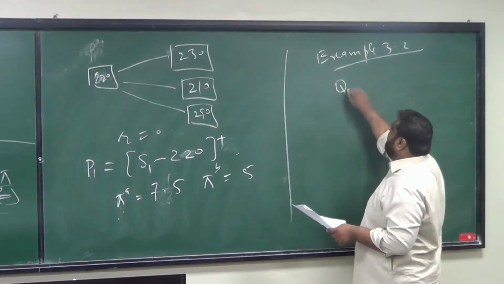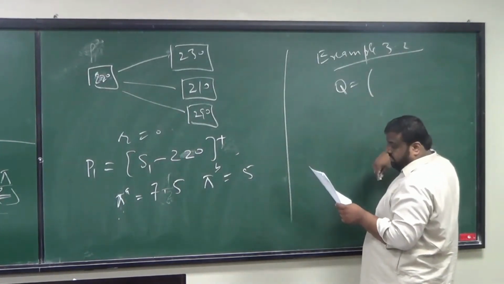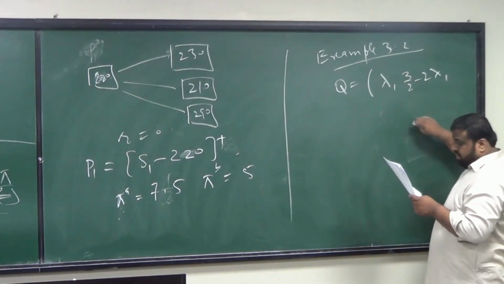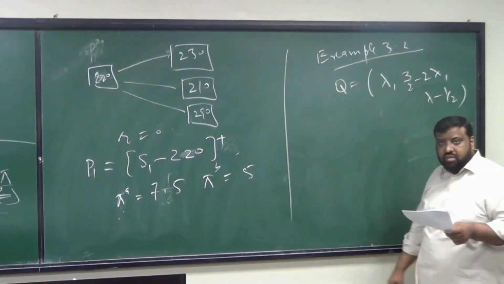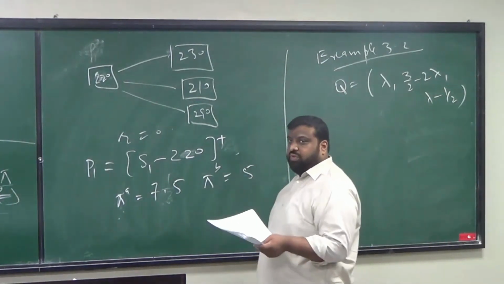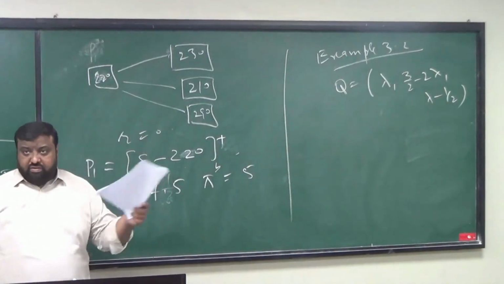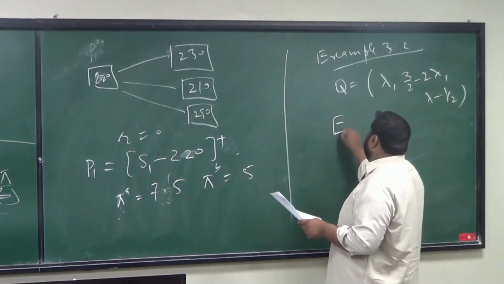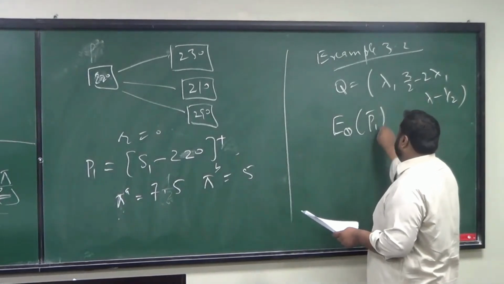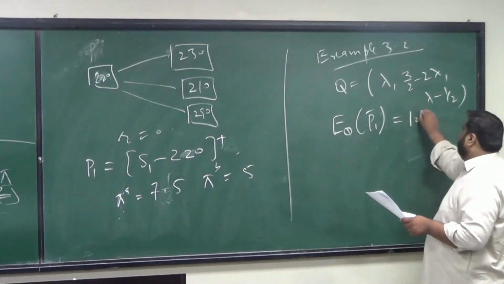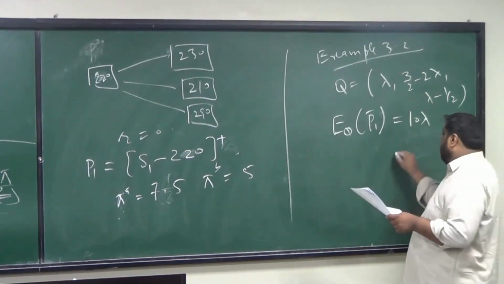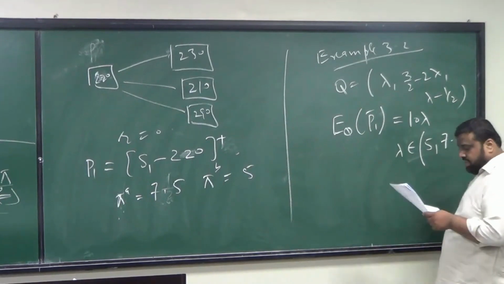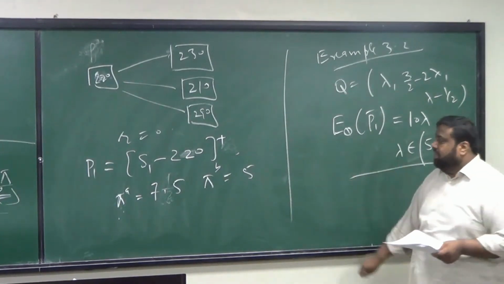We computed probability measure Q, lambda, which was lambda, 3 over 2 minus 2 lambda, lambda minus 1. It was in the first part of the last lecture. And then we can compute the price of the same derivative, E1 bar omega. It turns out to be 10 lambda, where lambda is between, interestingly, 5 and 7.5. Can you see a relationship?